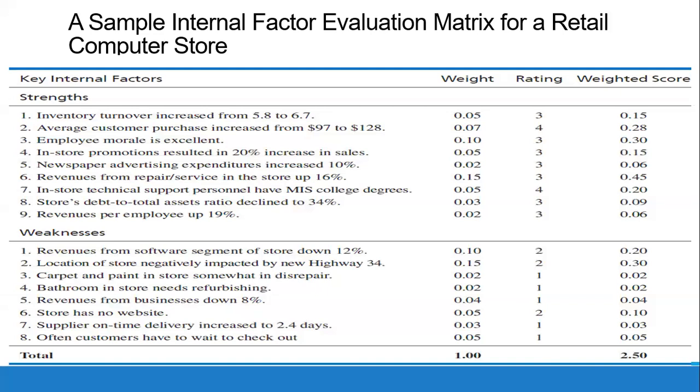So that is, the store has no website. If the store has no website, it is considered a weakness here, and it is something that management must bring their attention to and definitely try to get a website where the store can be updating their inventory inflows and outflows. Another factor which also has a very low score is that customers often have to wait to check out, which has a 0.05 weight score, which signals that it is quite low and has to be addressed.